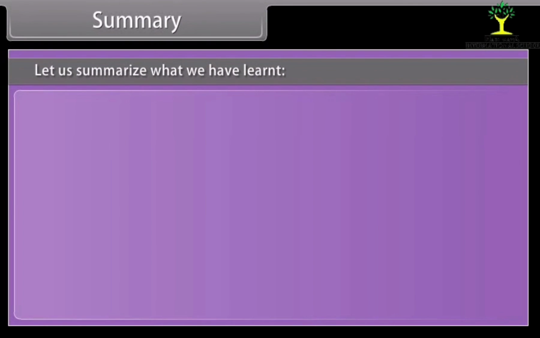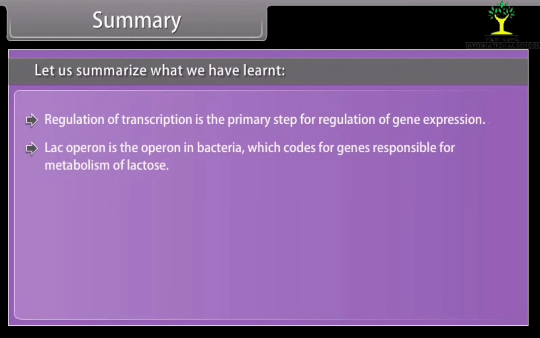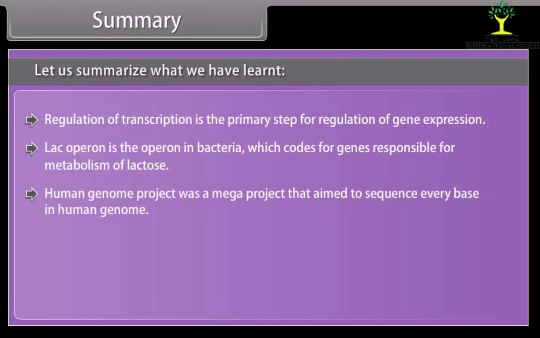Let us summarize what we have learned. Regulation of transcription is the primary step for regulation of gene expression. Lac Operon is the operon in bacteria which codes for genes responsible for metabolism of lactose. Human Genome Project was a mega project that aimed to sequence every base in the human genome.